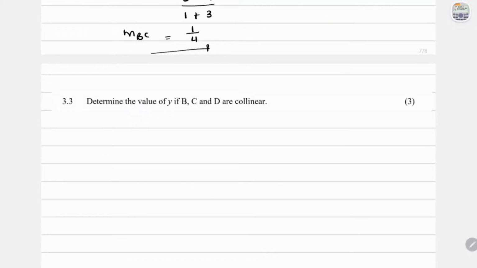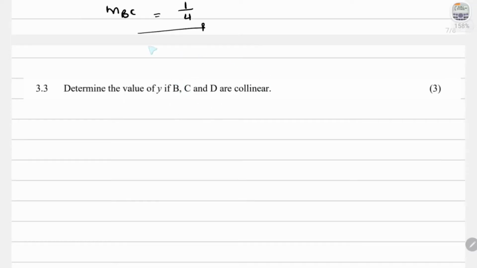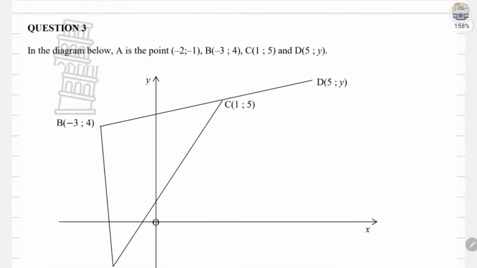Then 3.3 says, determine the value of y if B, C, and D are collinear. Okay, what you need to know about collinear points. If points are collinear, it just means they lie on the same line. And if they lie on the same line, their gradients would be exactly the same because the gradient of a straight line is constant. It's not going to change. Okay, so we already found the gradient of BC. Why don't we make the gradient of BC equal to the gradient of CD? That's really the trick with it. You just need to take one common point and another point. Okay, so I'm going to keep this like this.